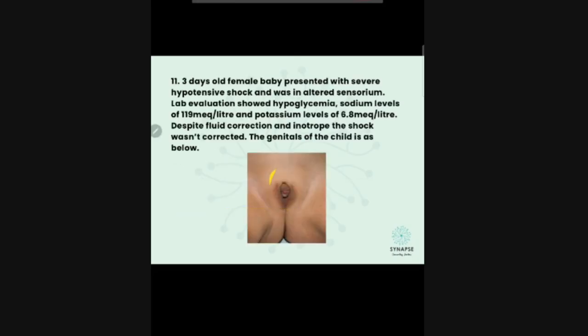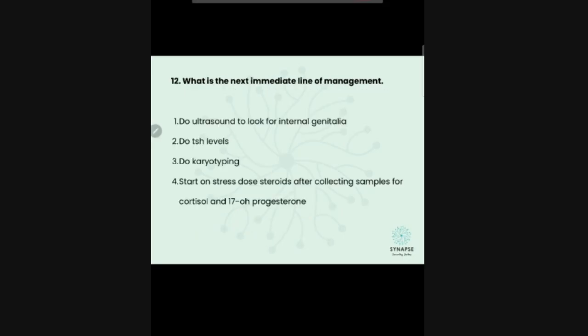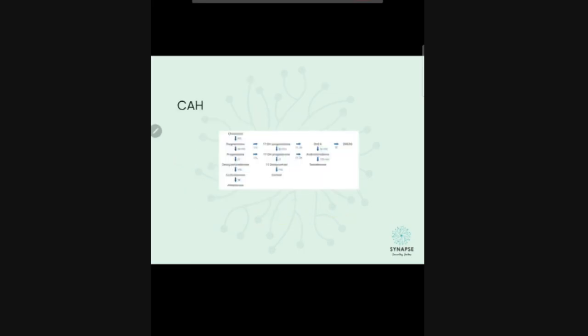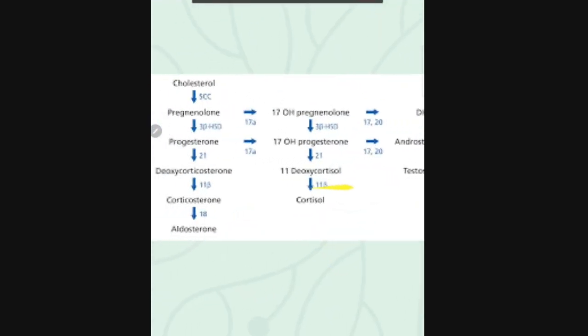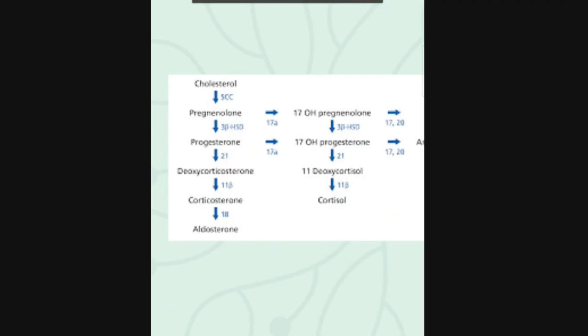Since a female child with ambiguous genitalia and shock is present, it is more likely to be 21-alpha hydroxylase deficiency. At that time 17-hydroxyprogesterone will be elevated. So if you look at the pathway, you have to see it here. Everything begins from cholesterol.